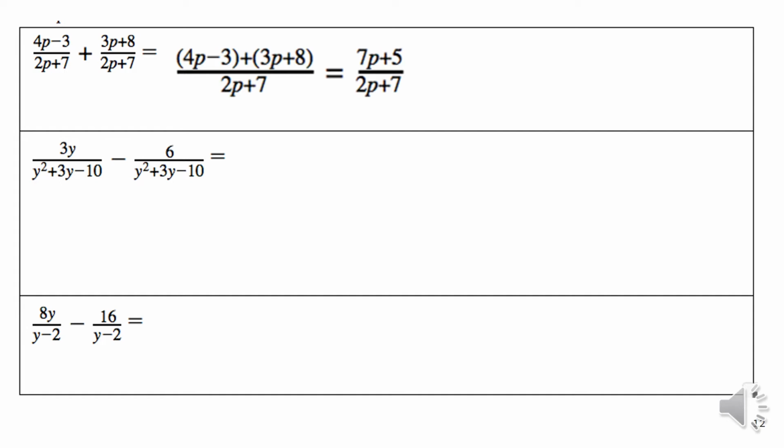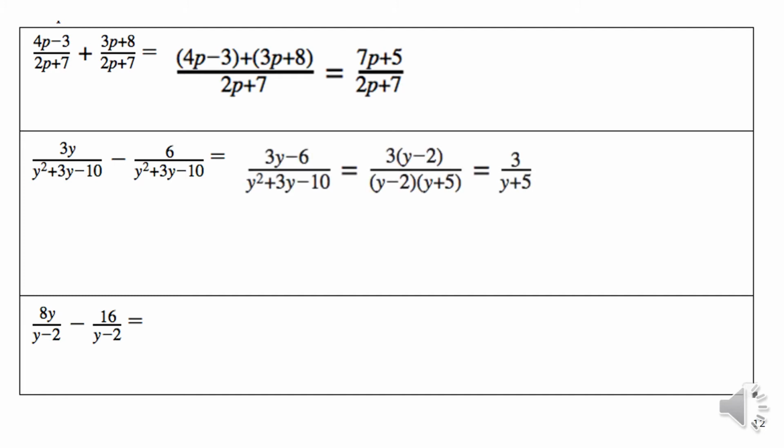Notice, I'm not canceling the 7s or the p's. They're not the same in both my terms because I have a difference of addition. So we need a multiplication term in order to be able to cancel the numerator and the denominator. In the second example, we have 3y minus 6 all over y squared plus 3y minus 10. We can then factor out a GCF from the numerator, and we can factor the denominator. That way we can see that there's a y minus 2 term in both the numerator and the denominator that can cancel, leaving me with our answer of 3 over y plus 5.